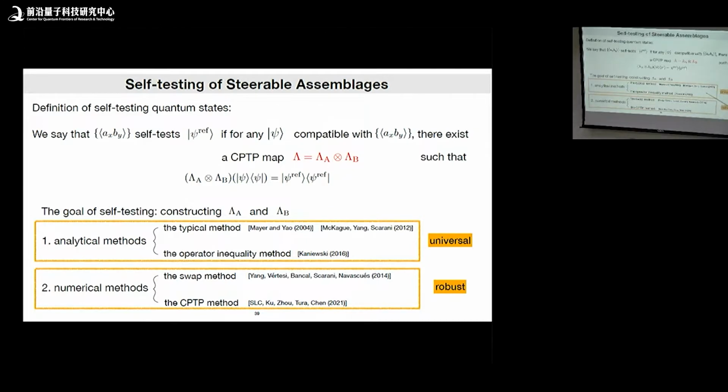So this analytical method has the benefit that it is universal, in the sense that it can in principle generalize to arbitrary dimension and number of parties.